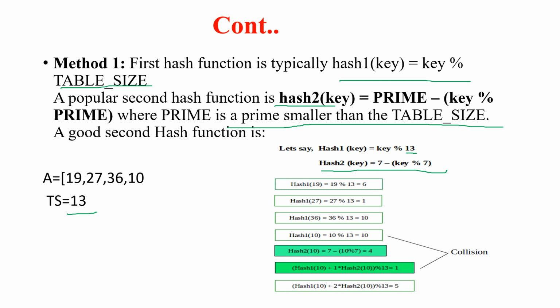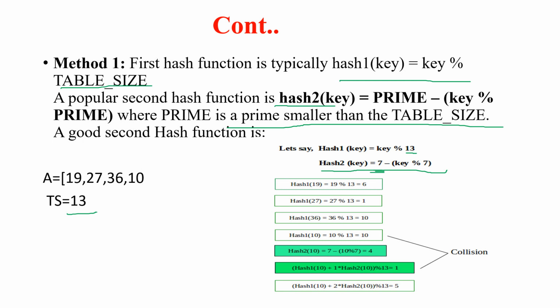So you can also take the 7, and you can also take that 11. 11 is also a prime value, so you can take 11 minus key modulus 11, that's also one type of prime, and that also helps you calculate the second hash function, right? In this example I have taken the prime value as 7. It's your wish, if you want to take 11 you can take that.